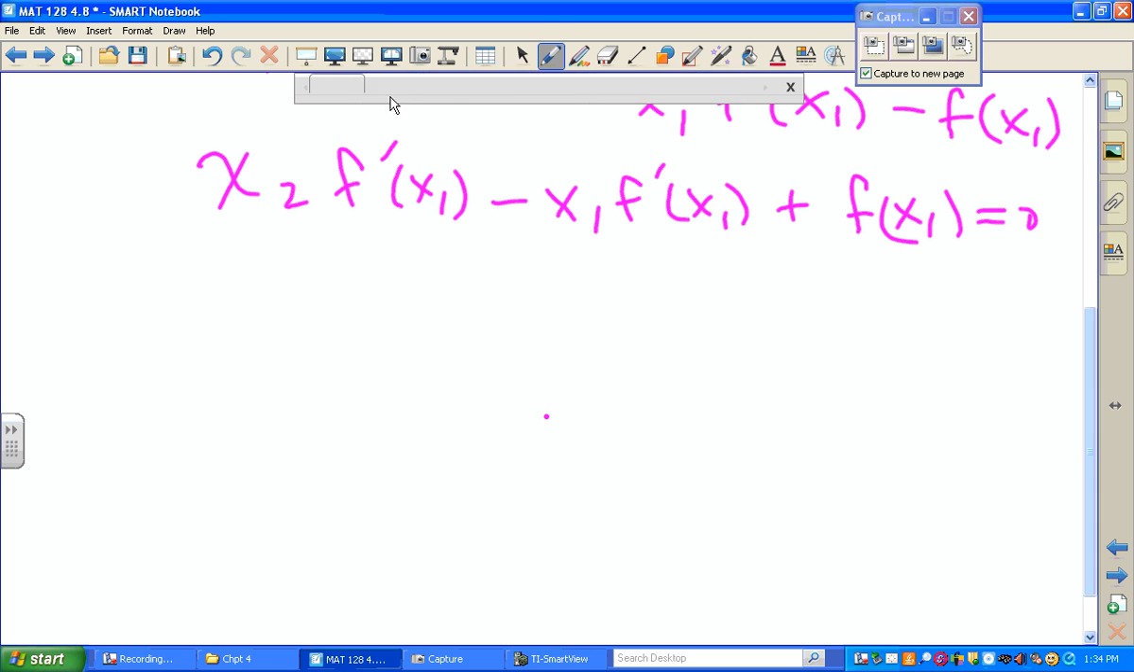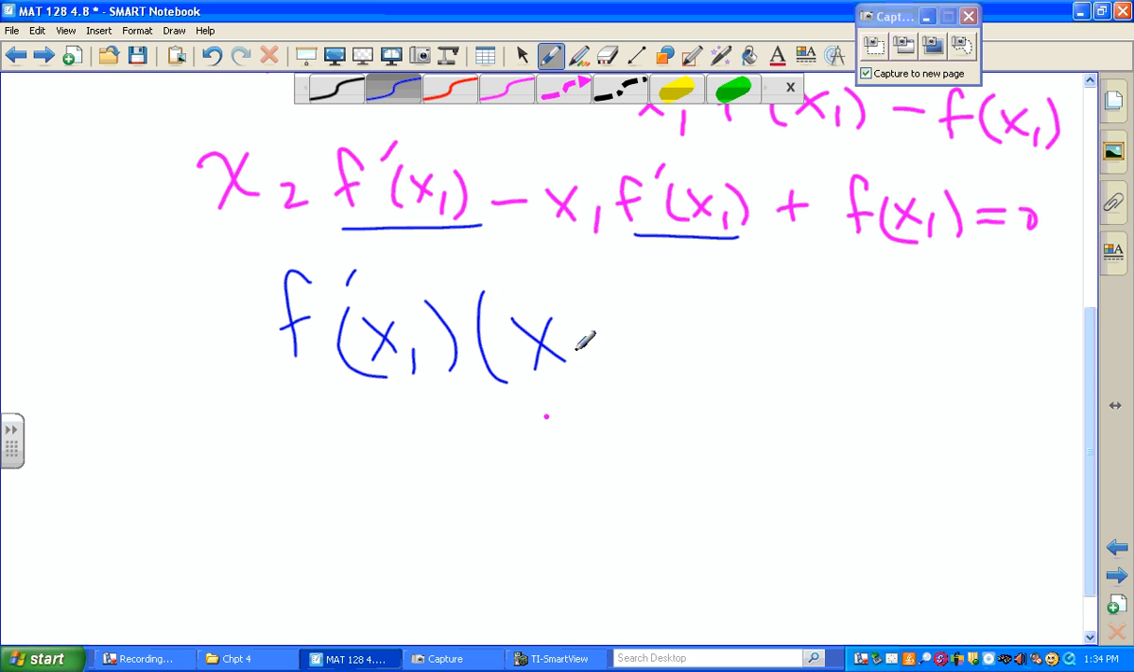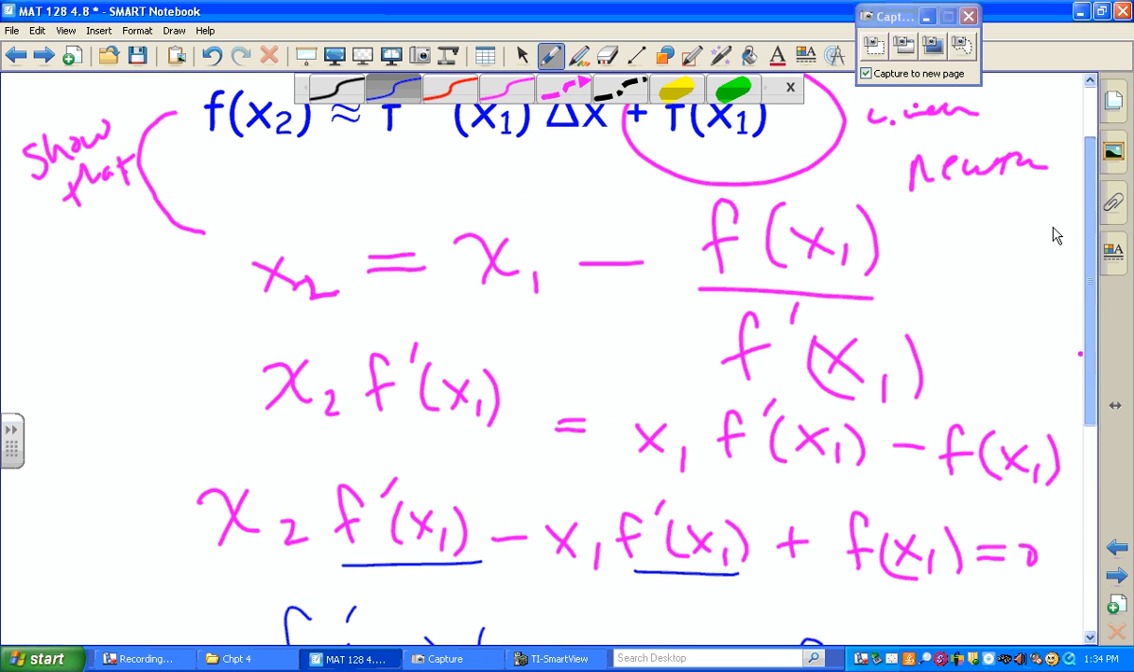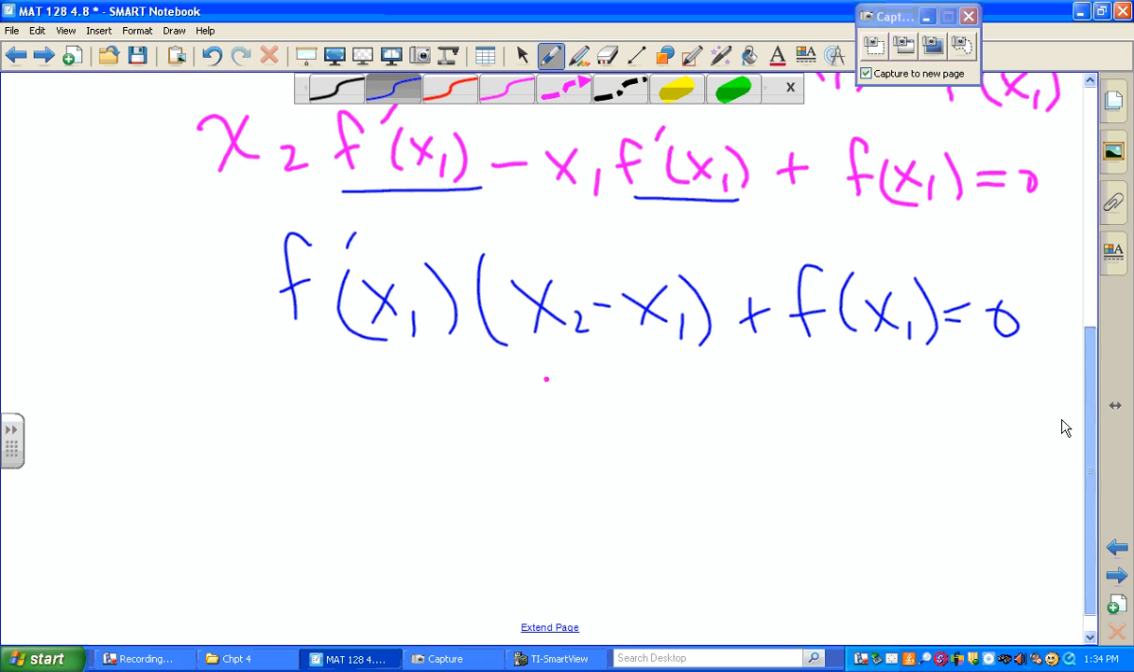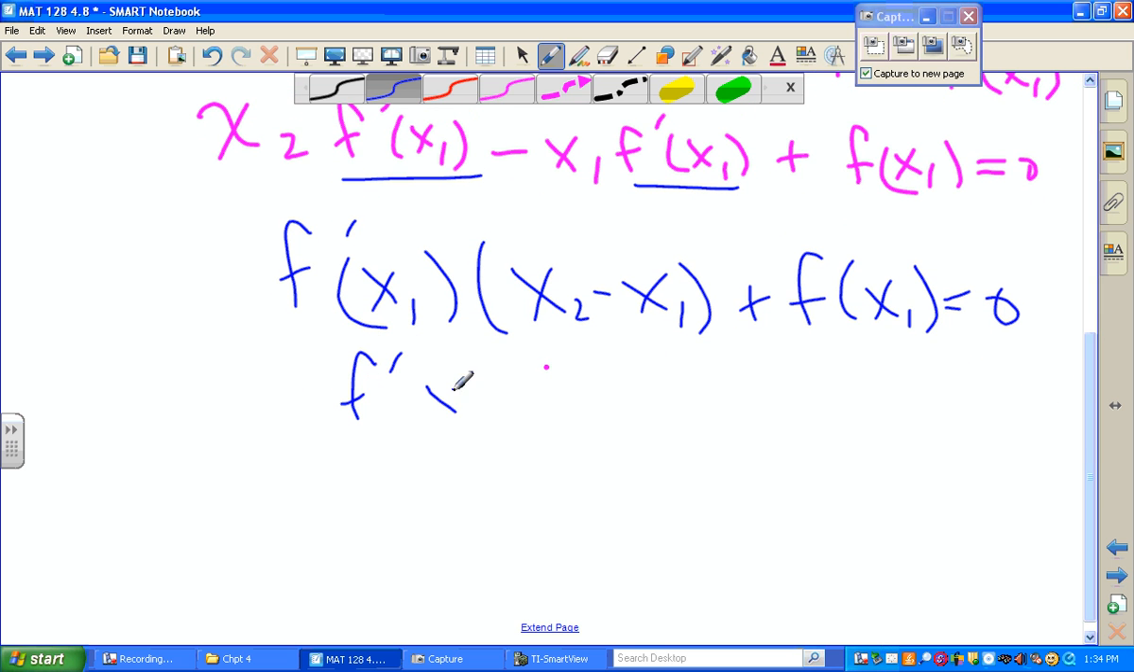Oh, common terms, don't you see? Right here. Common terms. What can you do with common terms normally? You can factor out the greatest common factor: f prime of x sub 1 times x sub 2 minus x sub 1, plus f of x sub 1 equals 0. Interesting again. What is x sub 2 minus x sub 1? It's a change in x. Interesting. f prime of x sub 1, delta x, plus f of x sub 1.